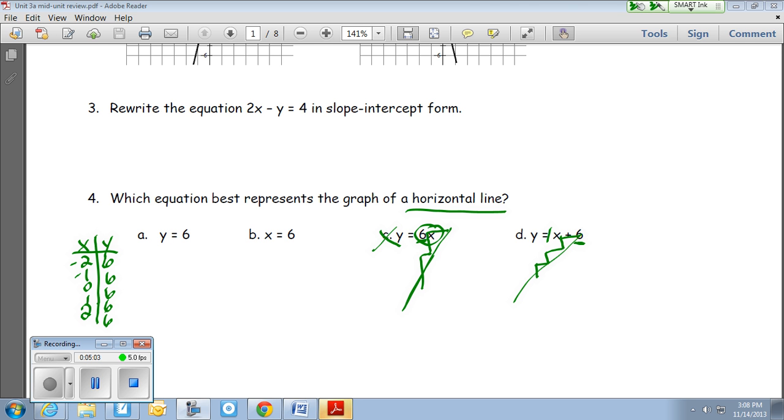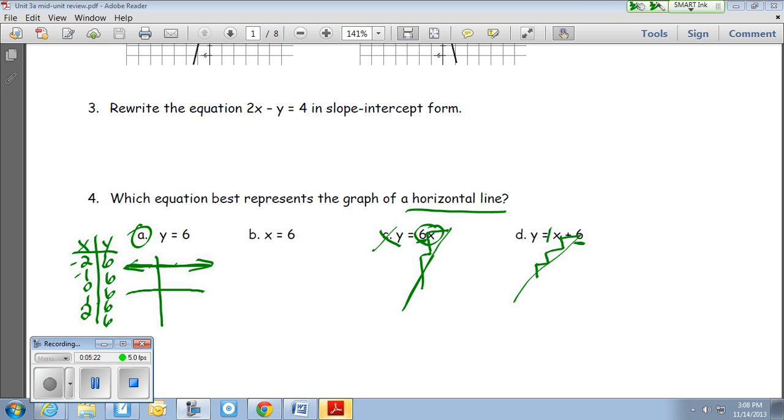So if I graphed that, that would look like negative 2, 6, negative 1, 6, 0, 6, 1, 6, 2, 6. When I connected it, it would look like a horizontal line. So that's going to be my answer, I know that.